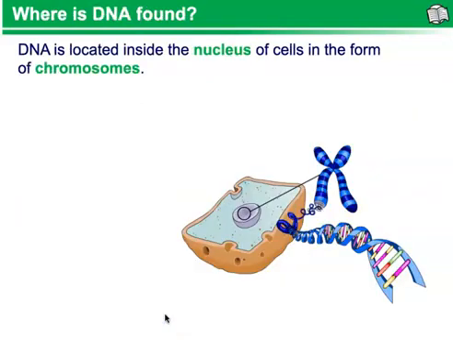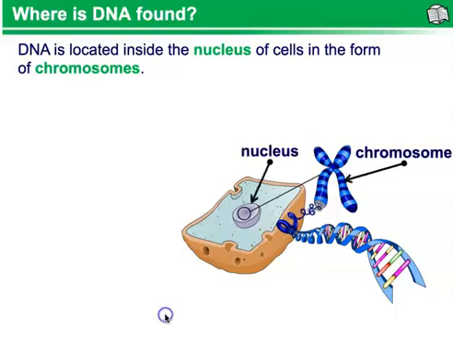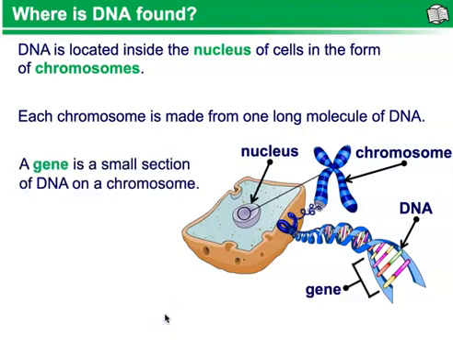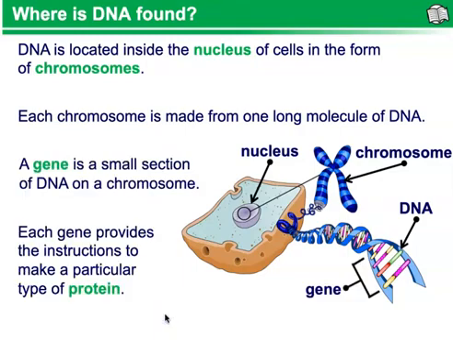Where is DNA found? DNA is located inside the nucleus of cells in the form of chromosomes. Each chromosome is made from one long molecule of DNA. A gene is a small section of DNA on a chromosome. Each gene provides the instructions to make a particular type of protein. Recall that human body cells contain 46 chromosomes in 23 pairs.